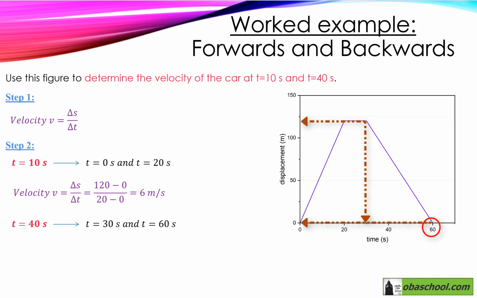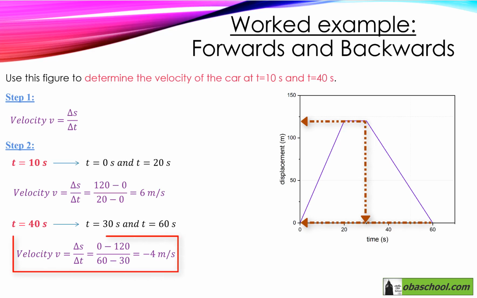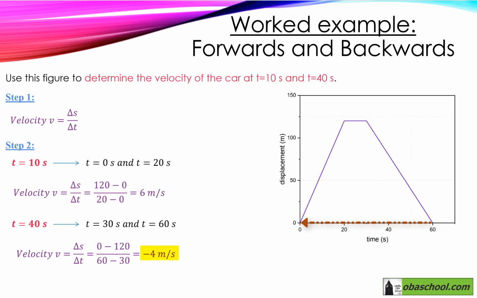So the change of displacement over the change of time is equal to 0, which is the displacement at t equals 60, minus 120, which is the displacement at t equals 30, divided by 60 minus 30, gives an answer of minus 4 meters per second. The negative sign for the velocity here shows that the car is traveling in the opposite direction to its motion between 0 and 20 seconds.